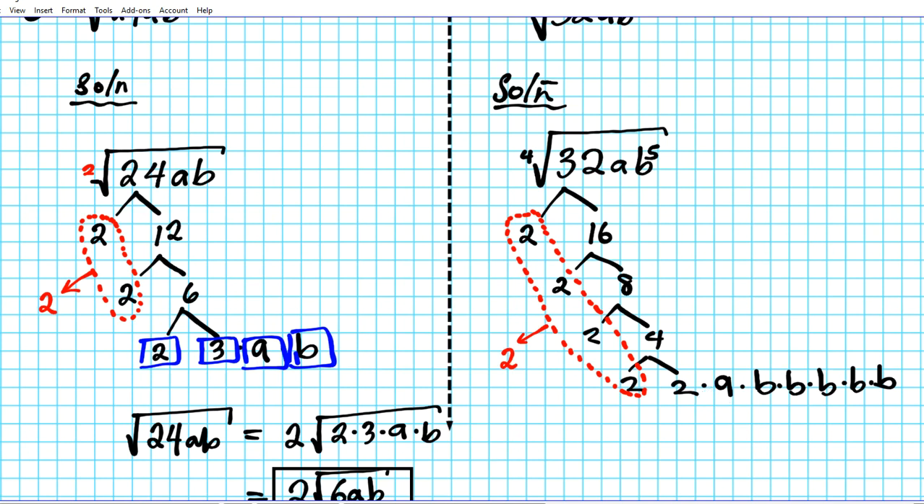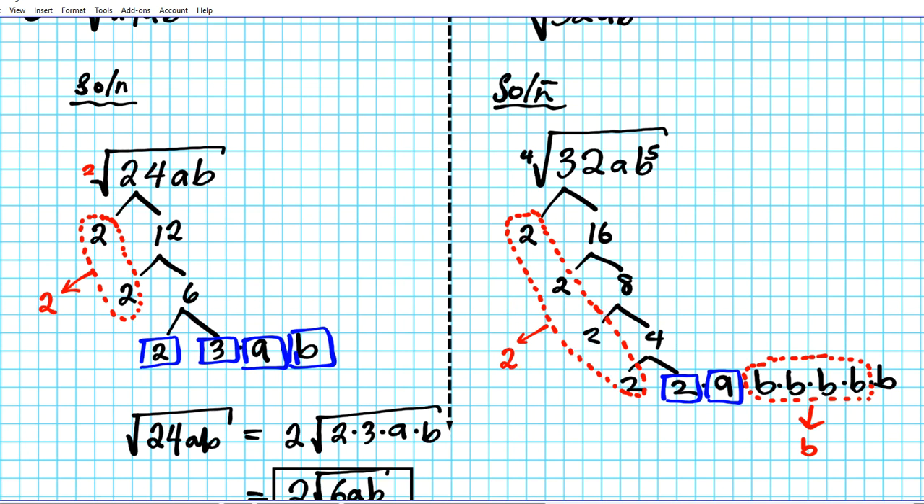This 2 is by itself, so it stays behind. This a is just by itself. Now look at the b's. There are 5 of them, so we can take 4 out of there. 1, 2, 3, 4. What is the fourth root of b to the fourth power? The fourth root of b to the fourth power is just b, just as the fourth root of 2 to the fourth power is 2.